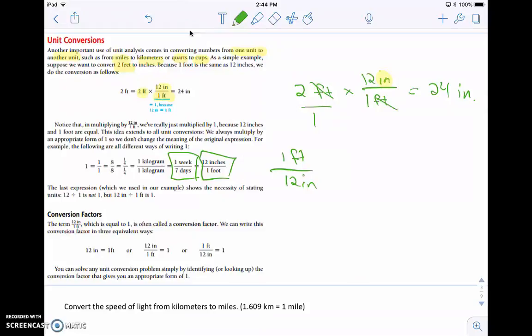And essentially what we want to do is keep whatever unit we're trying to cancel out in our denominator, and whatever unit we're trying to keep stays in our numerator. And I'll show you several examples of that as we go through.